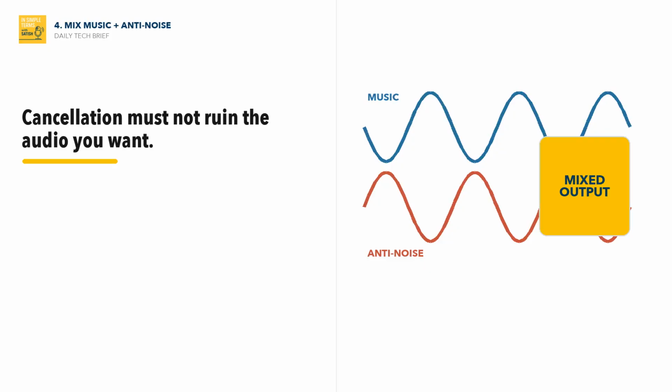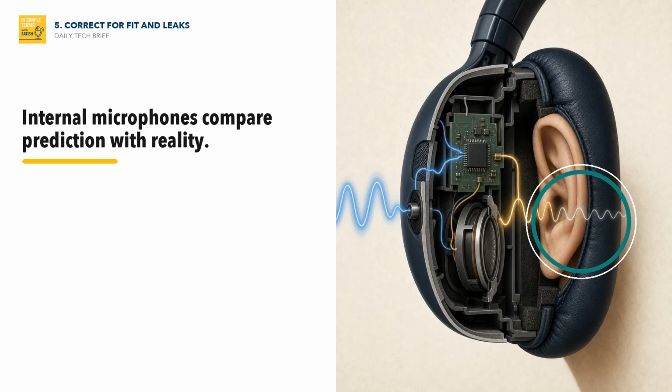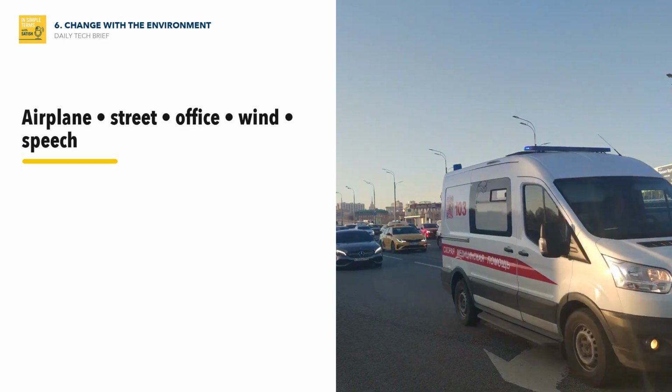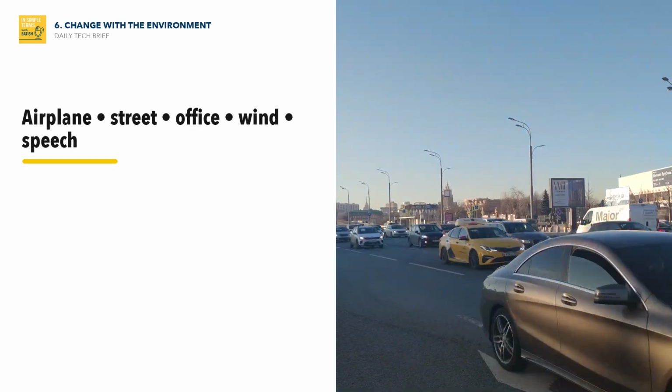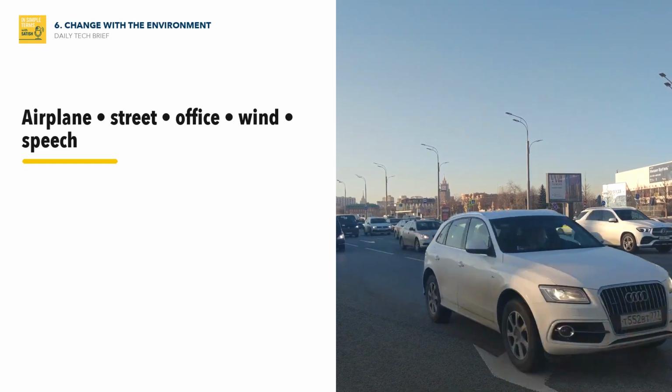Fourth, speaker playback, where music and anti-noise are mixed without ruining the audio. Fifth, feedback correction, where internal microphones help adjust for fit, leaks, and movement. Sixth, adaptive control, where the system changes behavior for airplanes, streets, offices, wind, or speech.